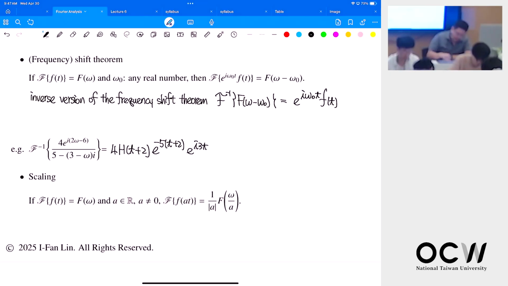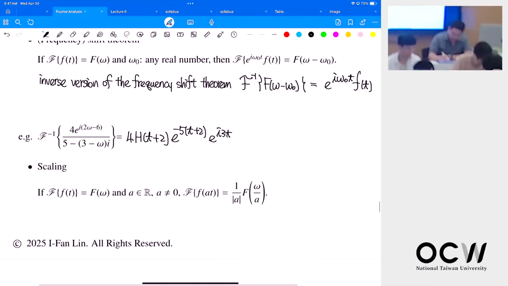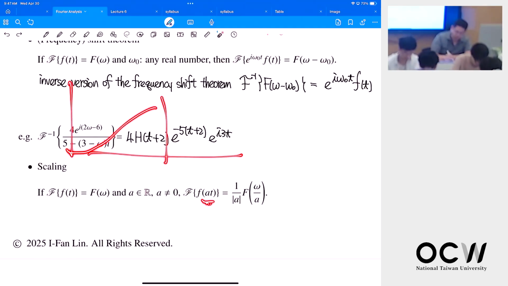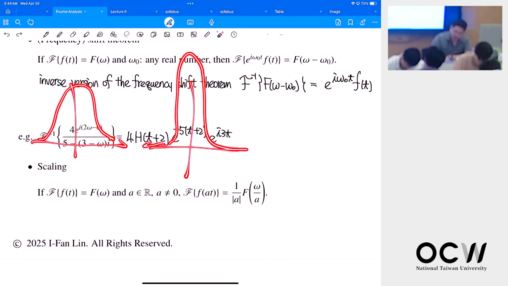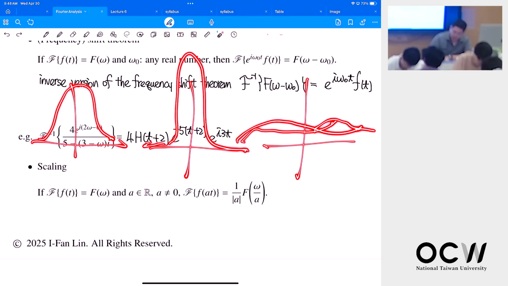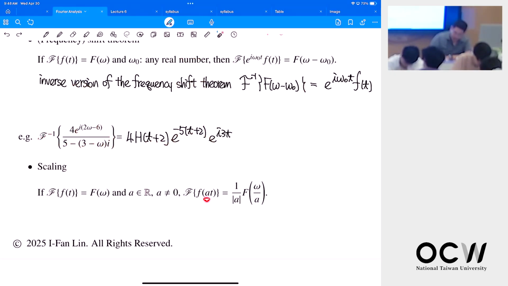All right, next property, the scaling. If I multiply by a, so it can be flat, my original function maybe looks like this. When a is greater than 0, I may have a sharp one. When a is less than 0, I may have a flat curve. So if I multiply by a in the time domain, then in the frequency domain, I just need to do the compensation. So I divide by a.